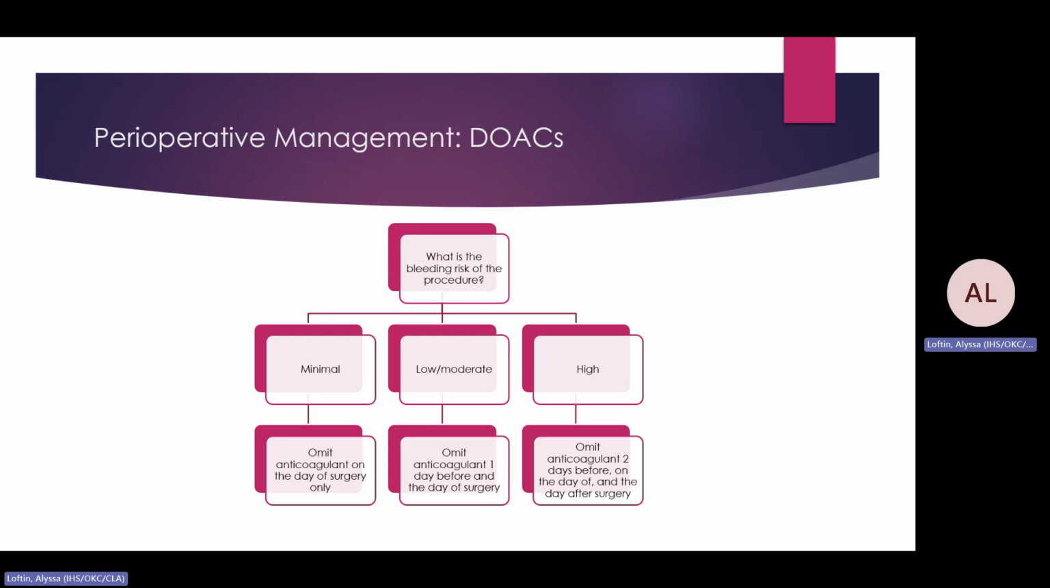So for DOACs, we want to look at the bleeding risk of the procedure. If it's minimal, you want to omit anticoagulation on the day of surgery only. If it's low to moderate bleeding risk, you want to omit anticoagulation 1 day before and the day of surgery. If it's high bleeding risk, you want to omit anticoagulation 2 days before, the day of, and the day after surgery.